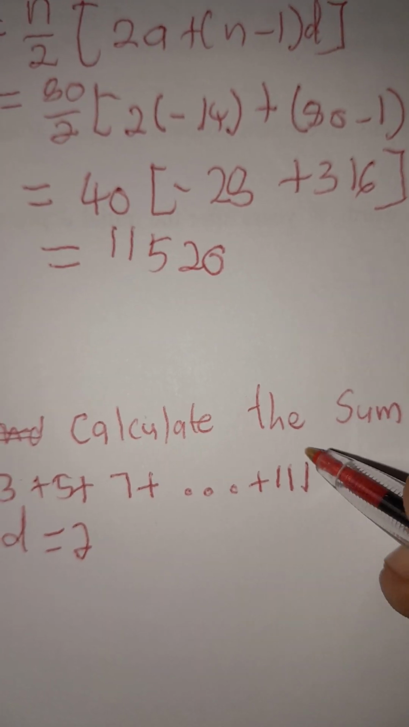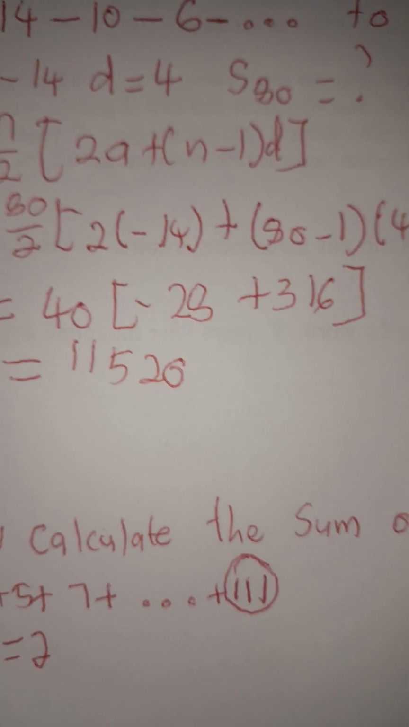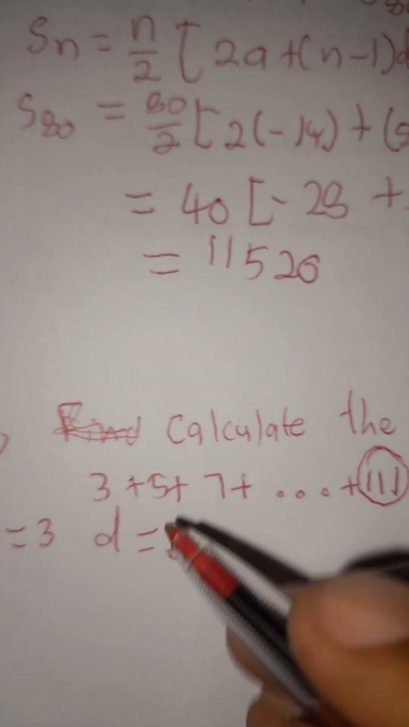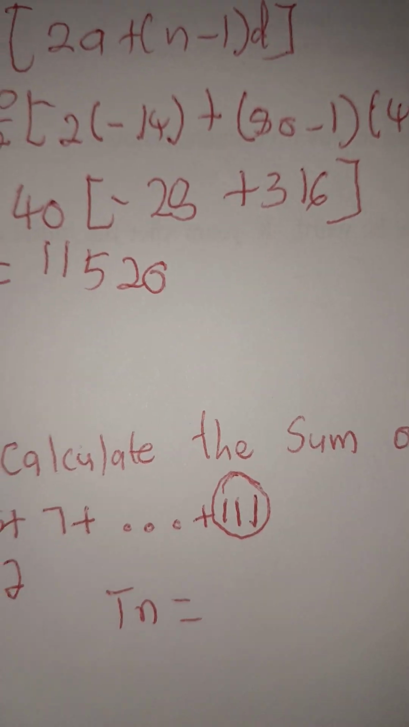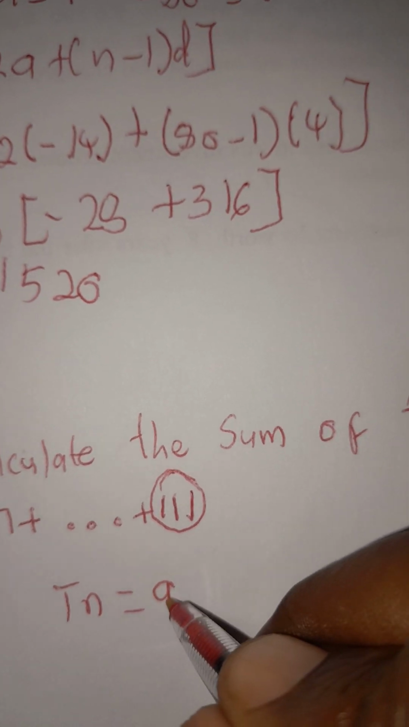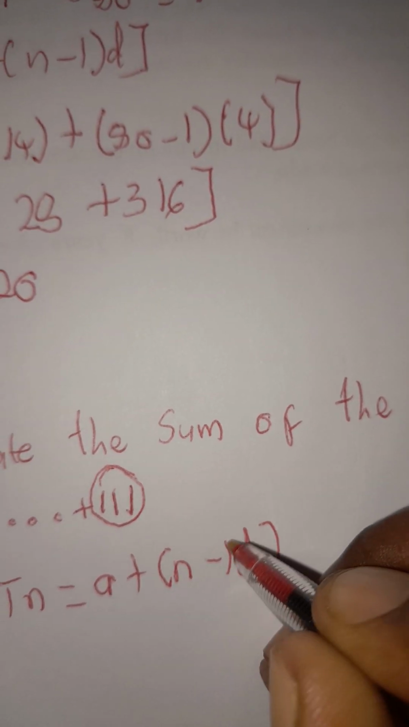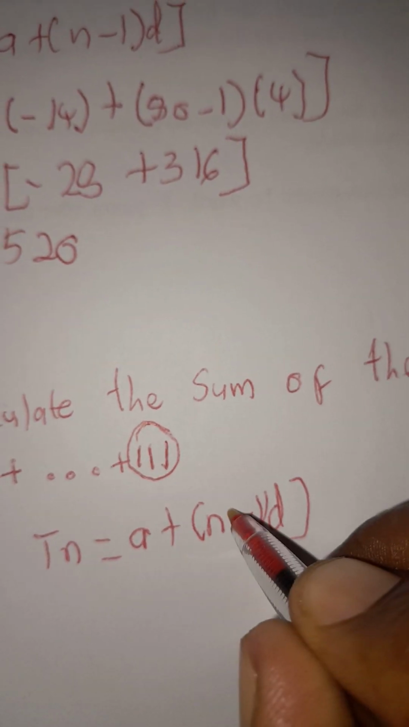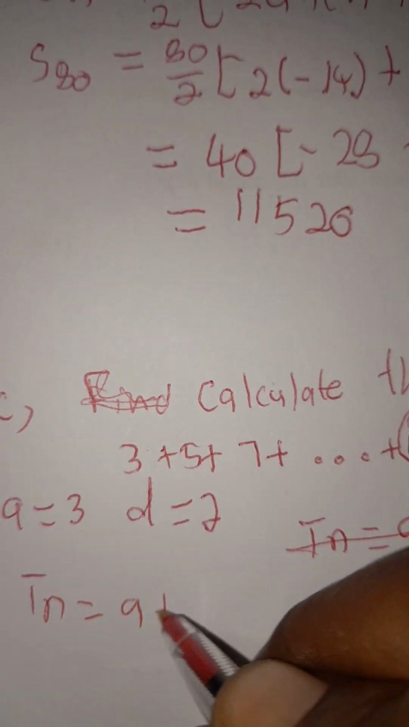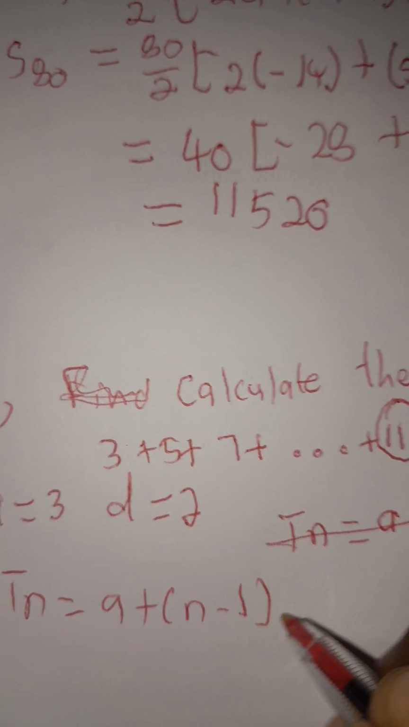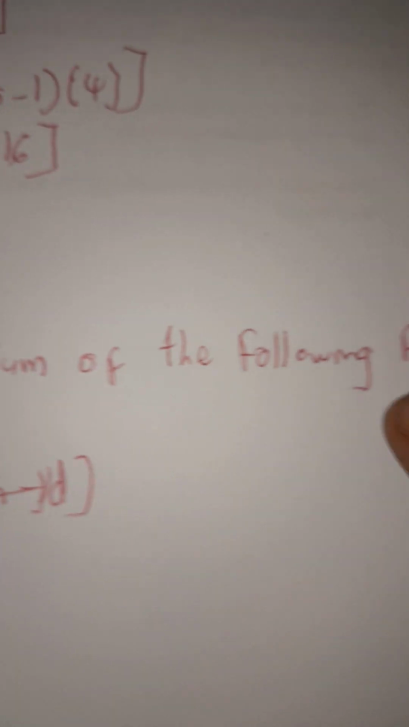So we have the last term. In other words, we don't know n, the number of terms for the sum Sn. There is a missing n, so we are going to use a general formula to get it. Tn equals a plus (n minus 1)d. Oh, I wrote a wrong formula. It should be a plus (n minus 1)d. The last term is given as 111.